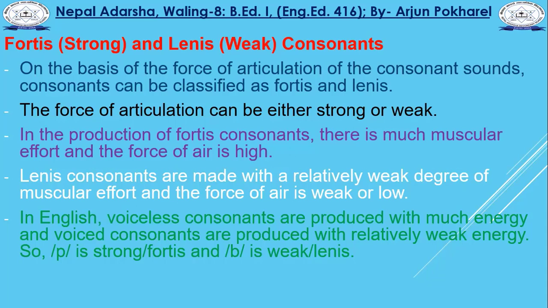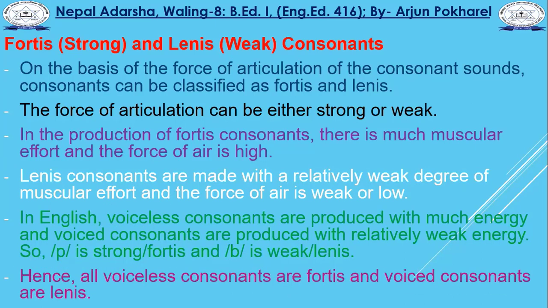From here you can easily guess that all the voiceless consonants are strong or fortis consonants, and all the voiced consonants are weak or lenis consonants. This is another kind of classification. Hence you can summarize that all voiceless consonants are fortis or strong, and voiced consonants are weak or lenis. In this way, we can have the concept of fortis and lenis consonants.